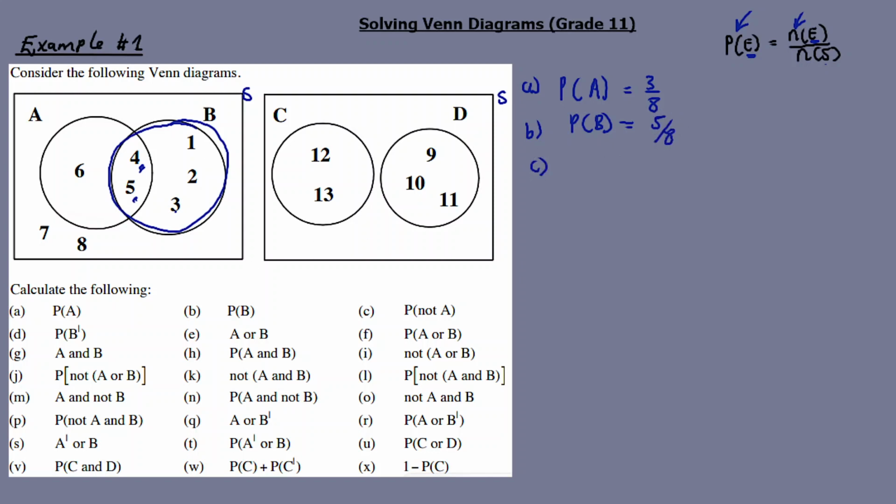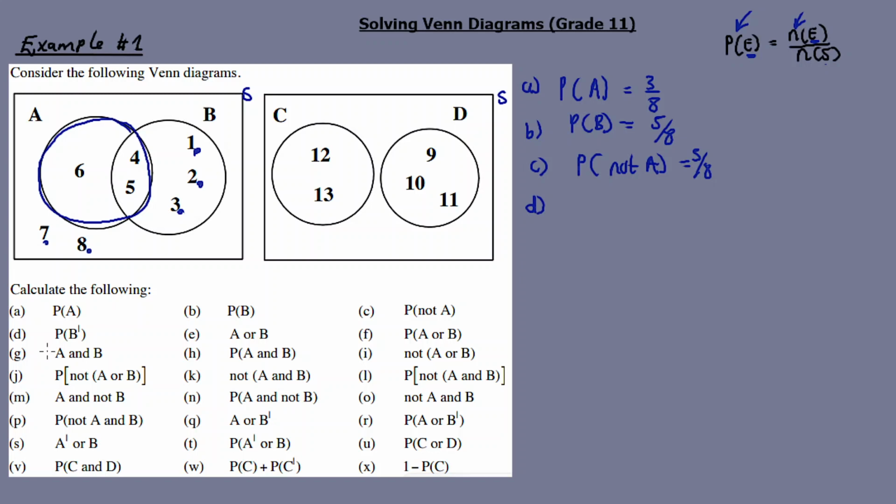C, they want the probability of not A. The probability of not A is equal to, okay, so this is A, right? Not A is everything else outside the event A. This is A. Not A is 1, 2, 3, 4, 5. So it's going to be 5 over 8.